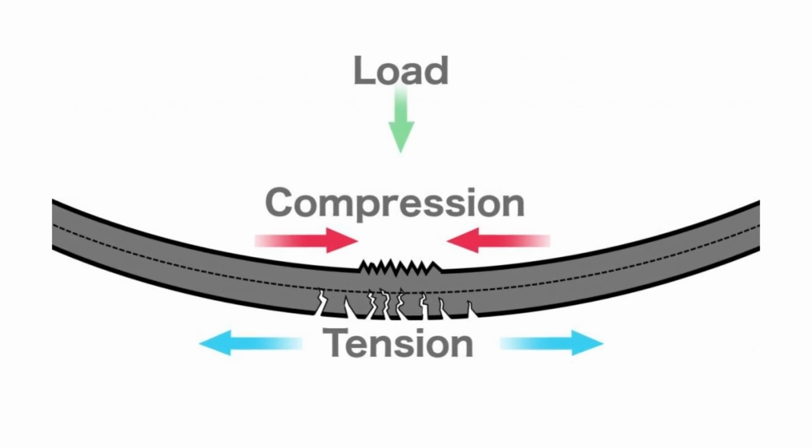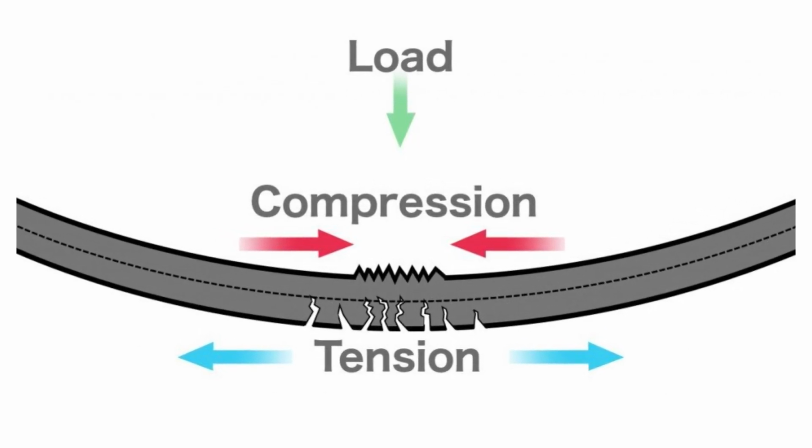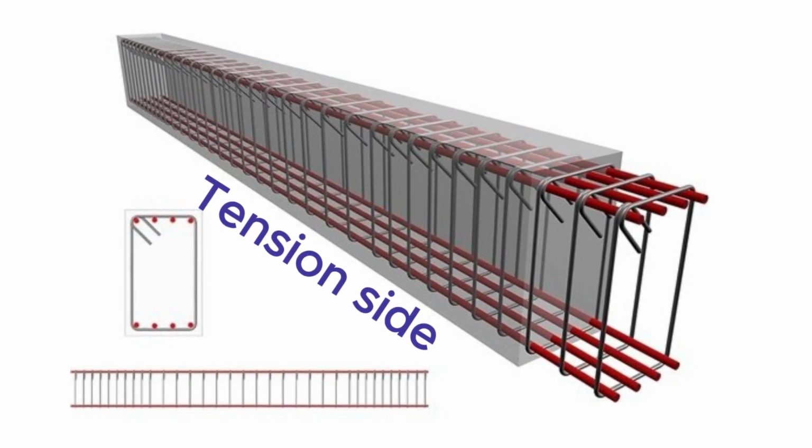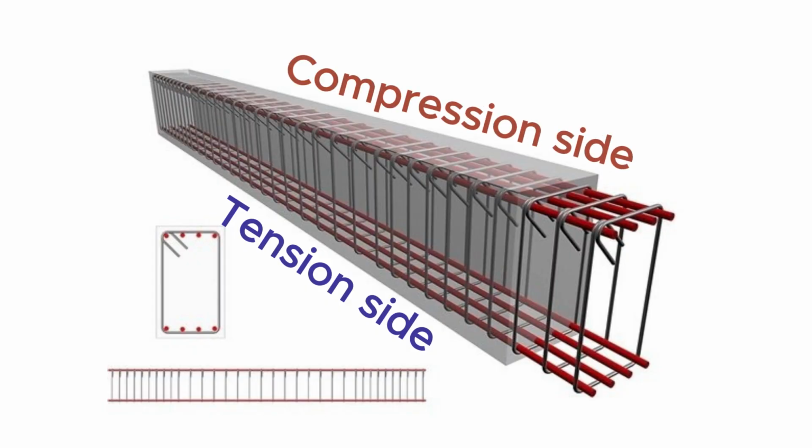Do you know concrete is weak in tension and strong in compression? When a beam bends, the top portion of the beam is in compression and the bottom portion is in tension. Certainly, we need steel bars on the tension side of the beam as concrete is very weak in tension. But sometimes we need bars on the compression side of the beam as well.